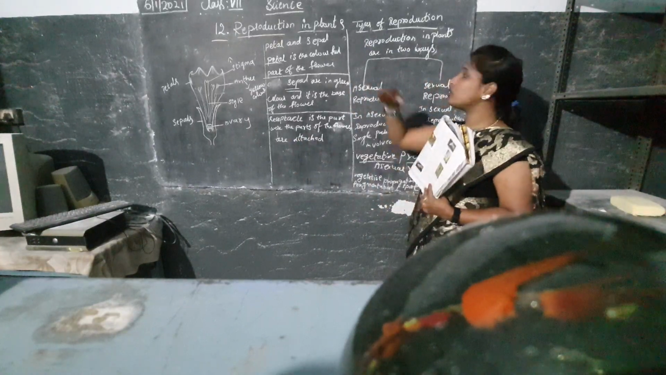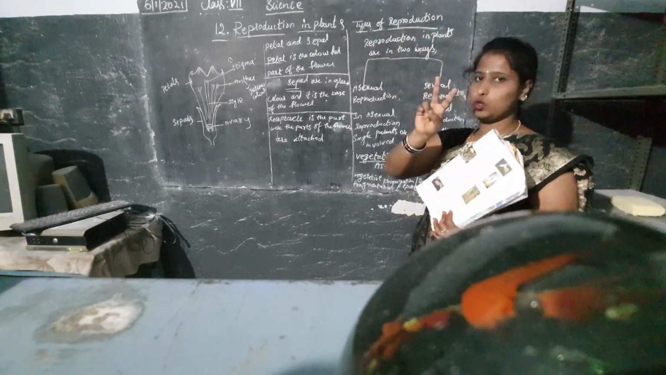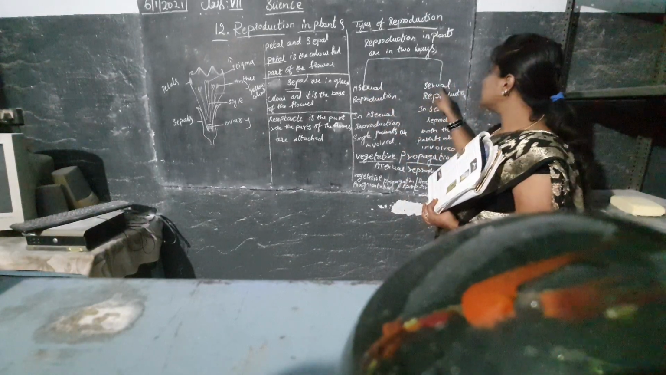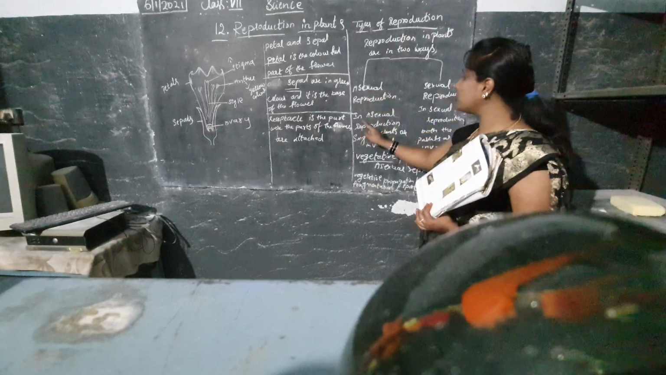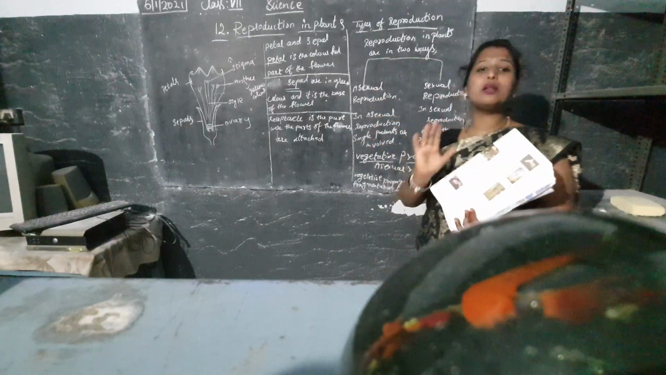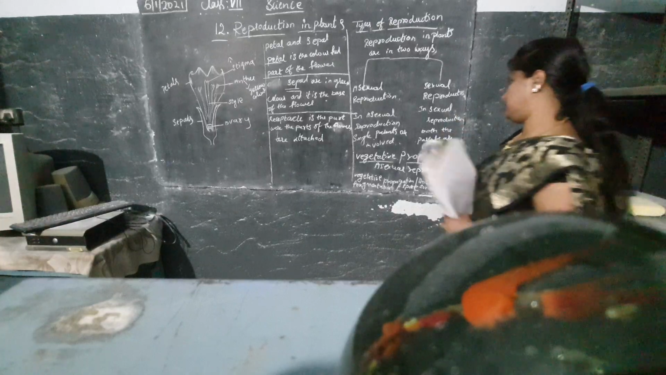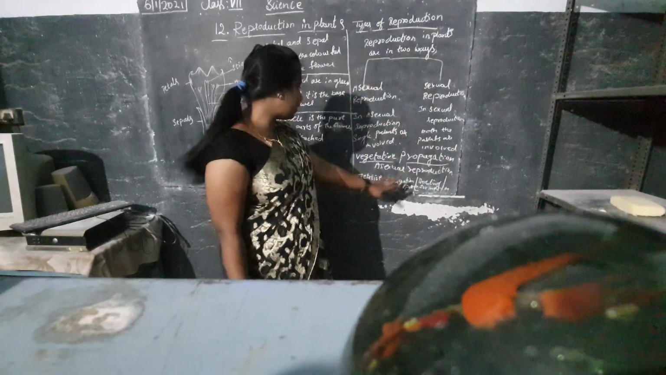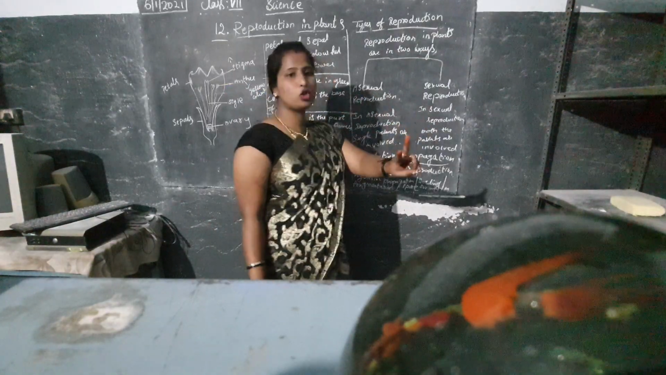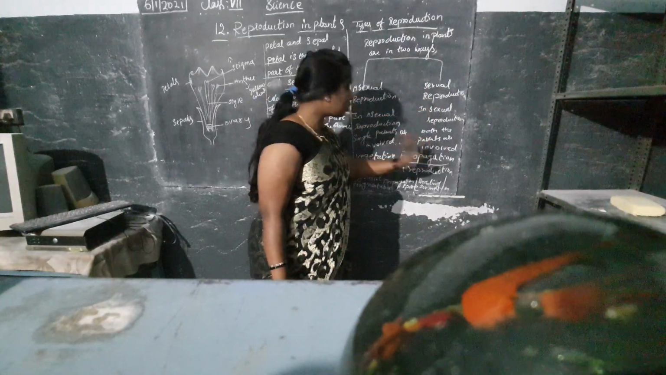Okay, and now children, coming to the types of reproduction. Reproduction in plants is of two types. Okay, first is asexual reproduction. In asexual reproduction, a single parent is involved. In this, only a single parent is involved. In sexual reproduction, both parents are involved. For example, as I said, in this only a single parent, in this both parents. In asexual, a single parent will be involved. In sexual, both parents will be involved.